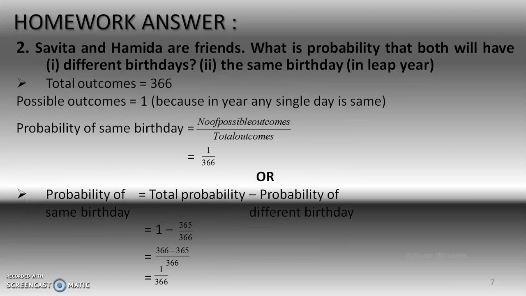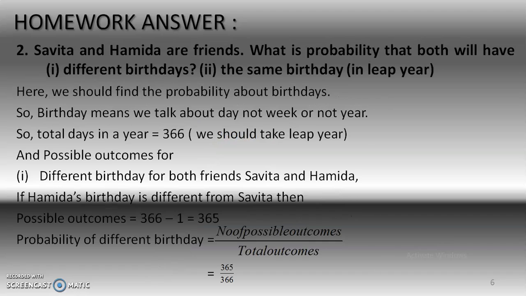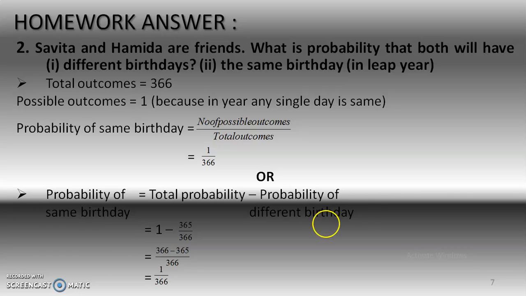Now the second question, which is the same birthday. Total outcomes is 366. Now possible outcomes equals 1, because in a year any single day is the same. So the probability of same birthday equals number of possible outcomes divided by total outcomes, equals 1 upon 366. And in that also you can use another method. Probability of same birthday equals total probability minus probability of different birthday, equals 1 minus 365 divided by 366, because here we have the answer, right? 365 divided by 366.